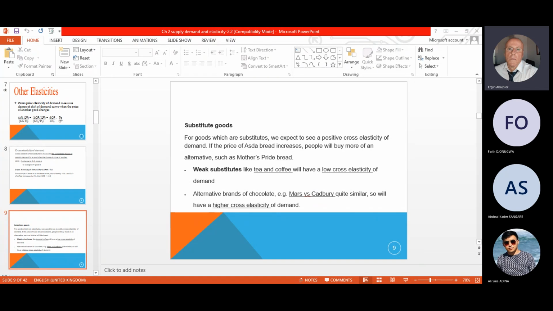As you see, it is almost similar to the 1.67. It is above 1, isn't it? Then this is elastic, as expected. If it is between 0 and 1, it is inelastic.